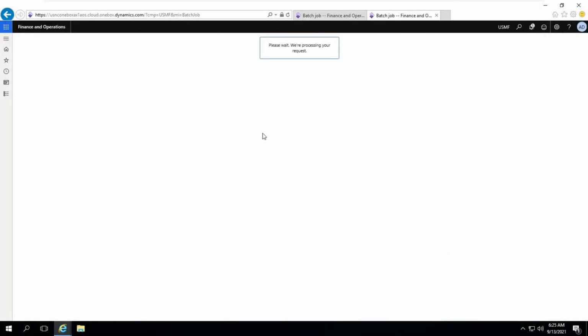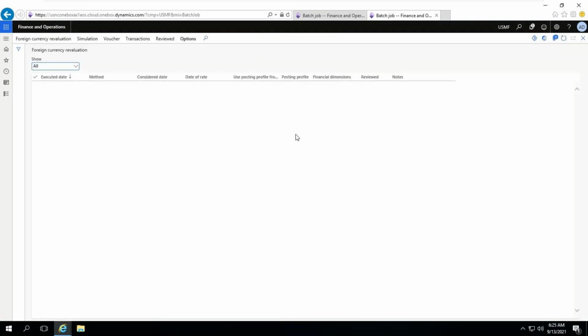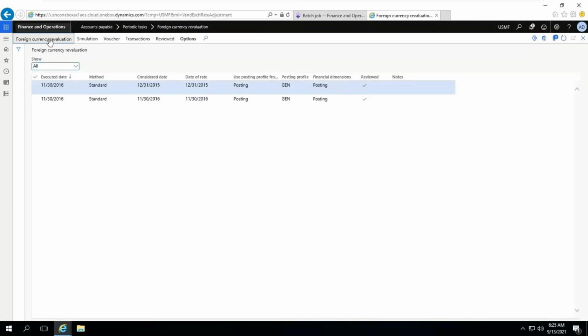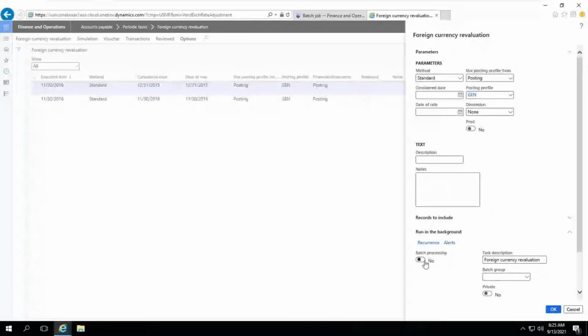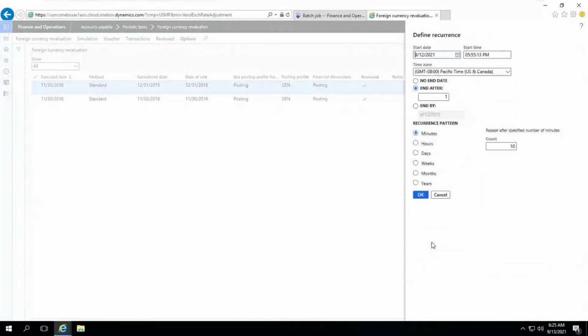Suppose in a real-time scenario, for this foreign currency revaluation, I want to execute the batch job every night. So I will map the foreign currency revaluation, and here I can map batch processing recurrence, every day night, at what time and so on. So this job will be executed every day. Got it? This is what I have configured.